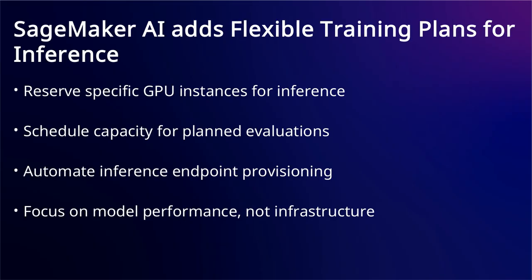Machine learning teams often struggle to secure GPU capacity for model evaluation and production peaks at specific times. SageMaker AI's Flexible Training Plans, FTP, now address this by supporting inference endpoints. You can reserve exact instance types, set compute requirements, and specify start dates for inference workloads. The system automatically provisions endpoints using your reserved capacity, eliminating manual infrastructure management.